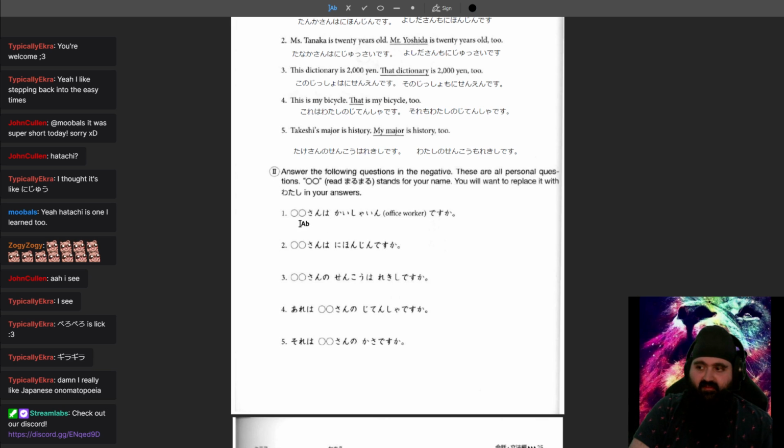And kaishain is office worker. Maru-san wa kaishain desu ka? And we're answering in the negative. So these are all personal questions, so it's my name. So sai should be written in this way. Yeah, sai-san, sai-chou. So you shouldn't say sai-san.